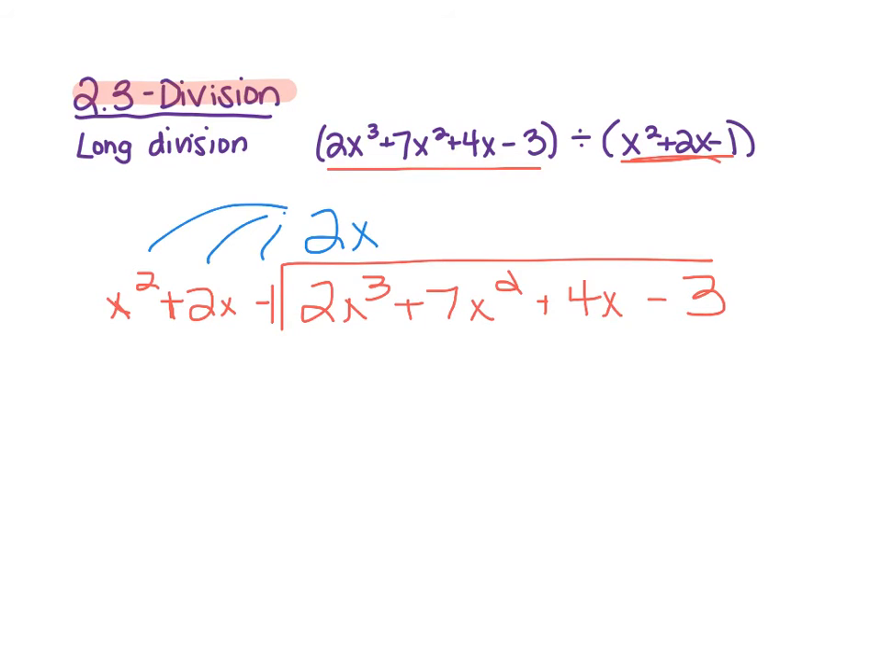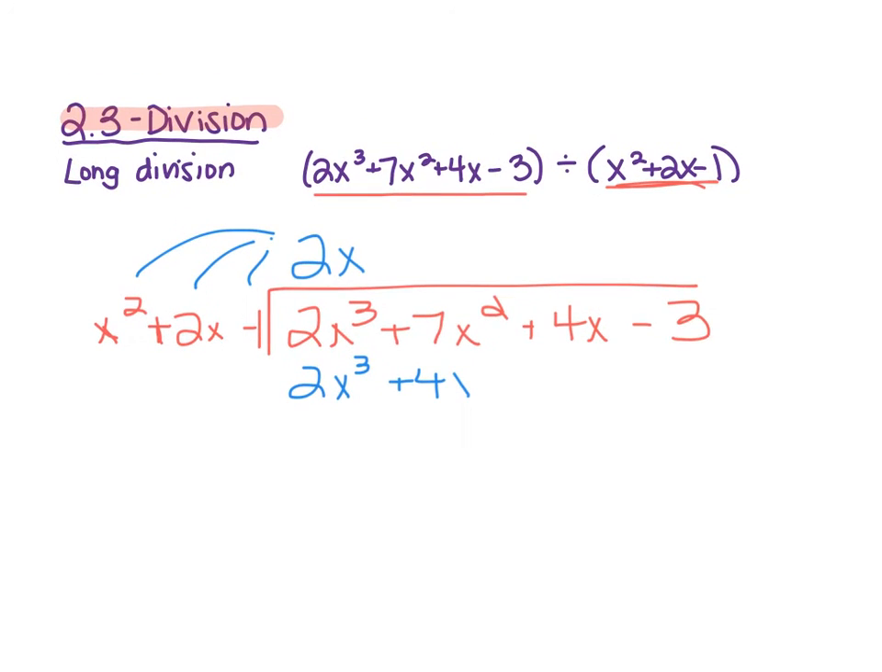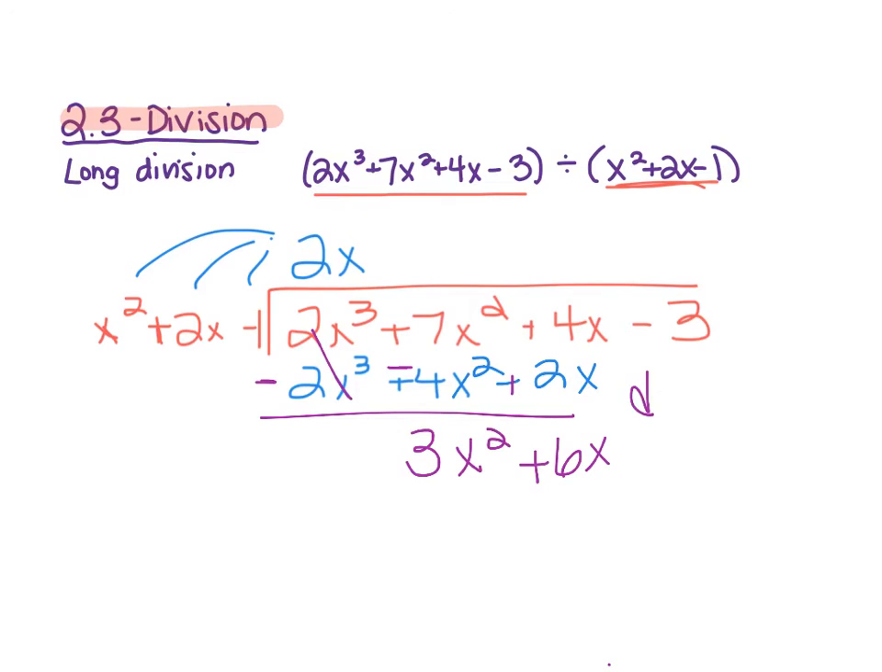Multiply that times all 3: 2x to the third plus 4x squared minus 2x, and then change your signs. This cancels. I get 3x squared plus 6x. Bring down my next term, which is negative 3. First and first again. So what do I have to multiply x squared by to get to 3x squared, which is a positive 3? Multiply that times all 3 terms.